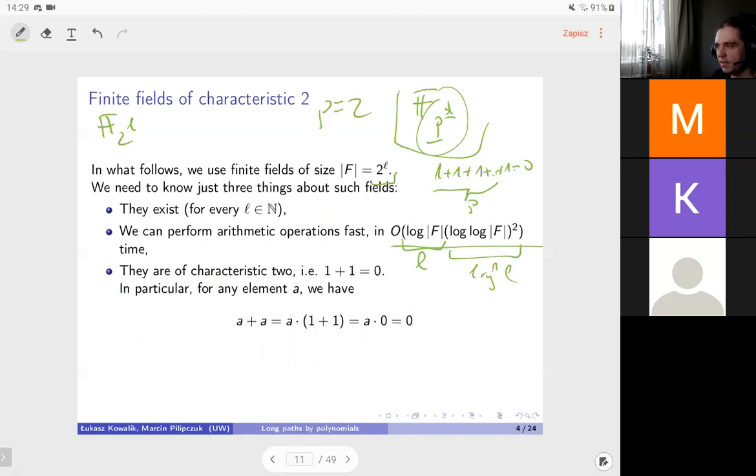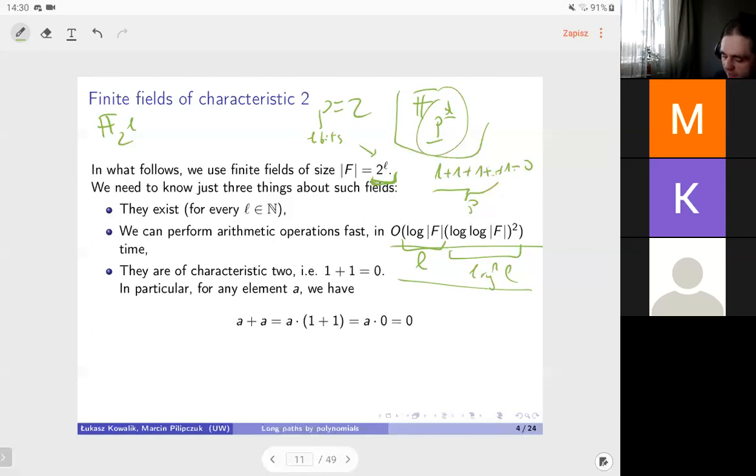This is something very quick, because if you think about it, the best you can hope for is to represent this using L bits, because there are 2 to the L elements. L bits are necessary to distinguish these elements from each other. So this is really polynomial, or actually L log squared L, in the bit size of the best possible representation of this field. So arithmetic operations are fast and you can handle this field very well.